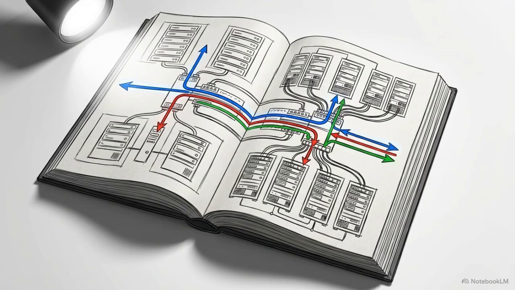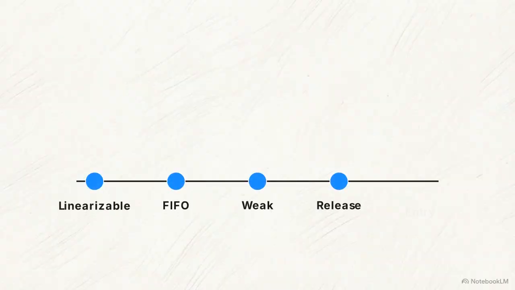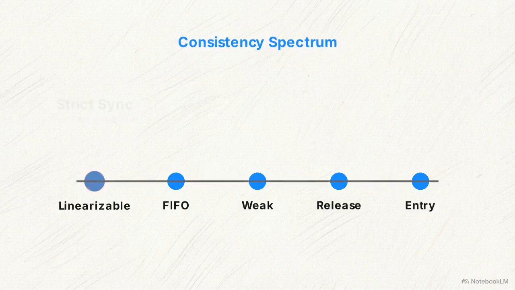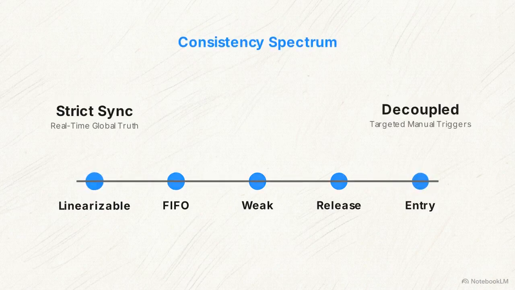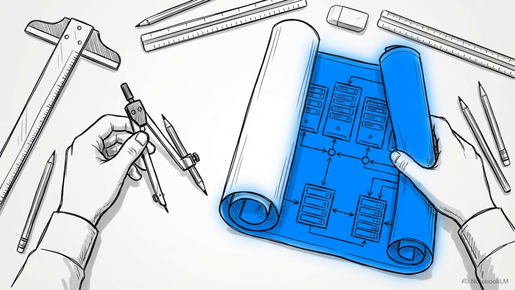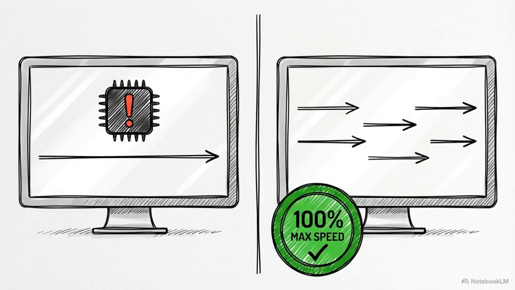These are the strict contractual rulebooks that dictate exactly when and how memory updates cross the boundaries between these parallel timelines. There are 5 specific models we use to control this flow. They exist on a spectrum, ranging from strict real-time synchronization down to completely decoupled manual triggers. Understanding these 5 models gives you the exact blueprint for a critical engineering trade-off. You are deciding, at the architectural level, whether your system must prioritize absolute truth or maximum speed.